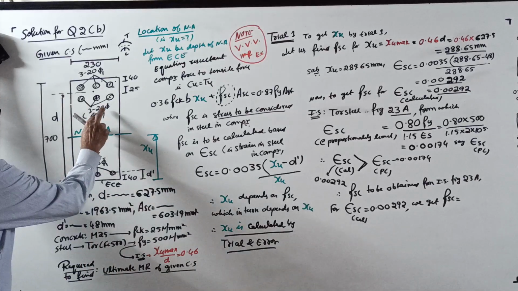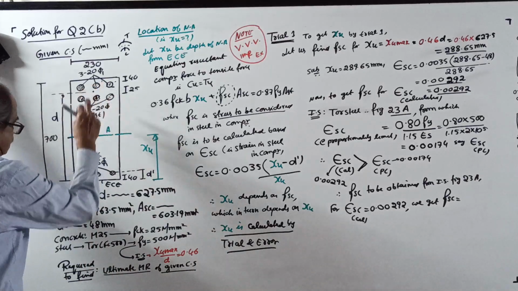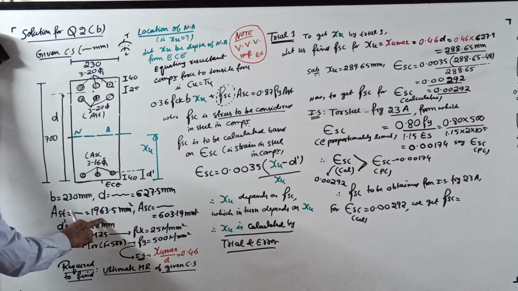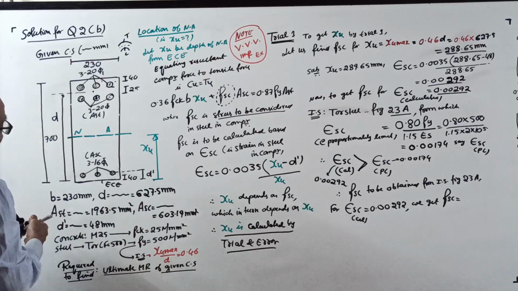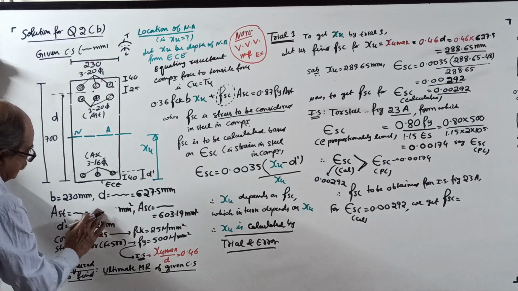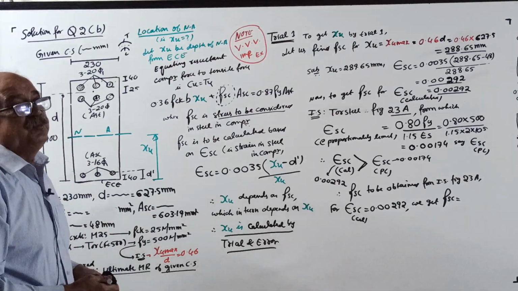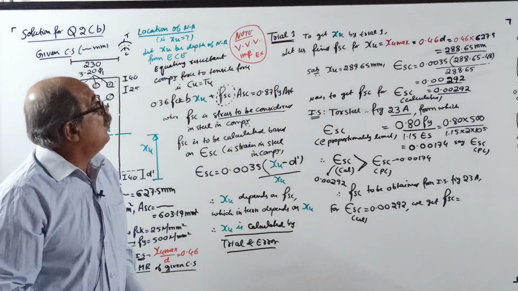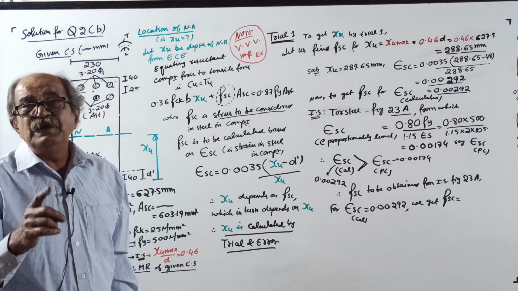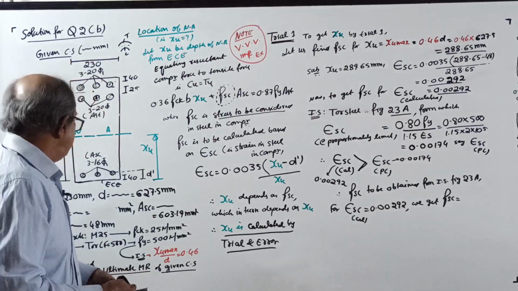AST equals pi by 4 of 20 square into 6, 1963 point. No, this is actually, no, it is not 9. What happened is, I first put 4 bars of 25 tor, I wrote first. Then I changed it. It is 6 bars.